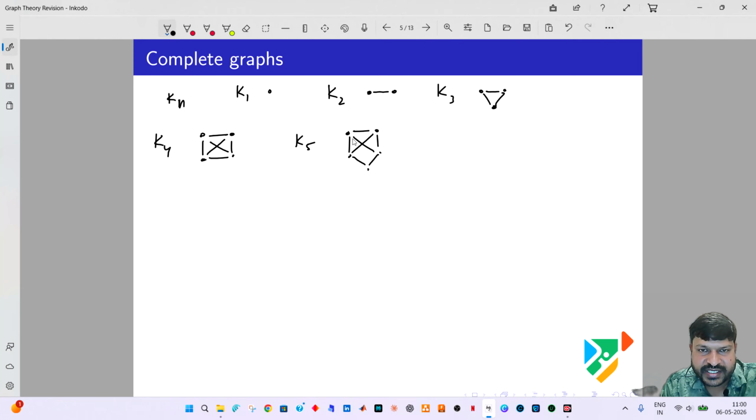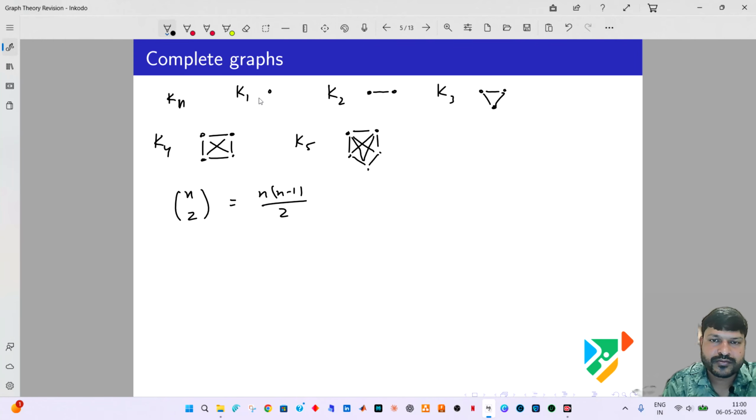You can use the handshaking lemma to calculate the number of edges, and you can also use a combination to calculate the number of edges. So if you use the combination, what is the rule for a complete graph? That all pairs of vertices are adjacent. How many ways can you pick a pair of vertices? N choose 2. If you use the handshaking lemma, you will still get the same value.